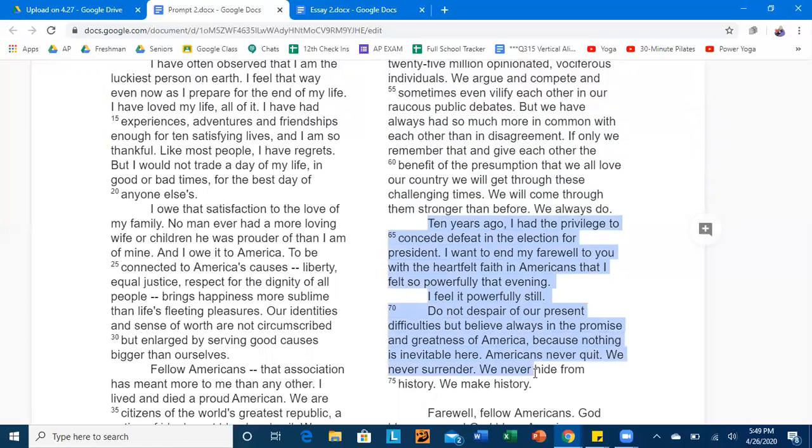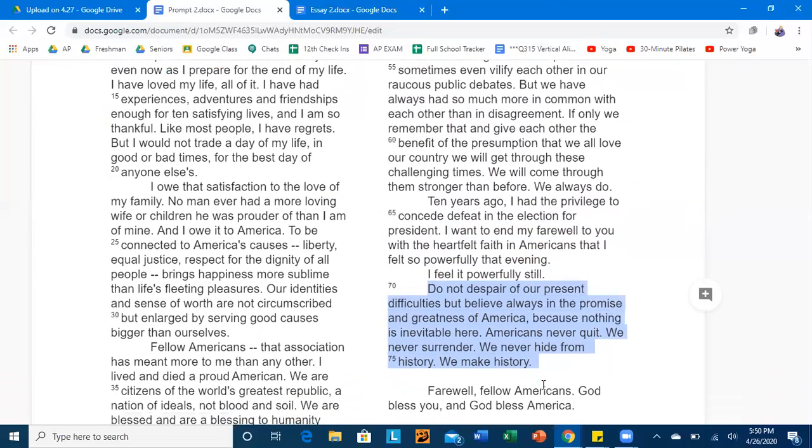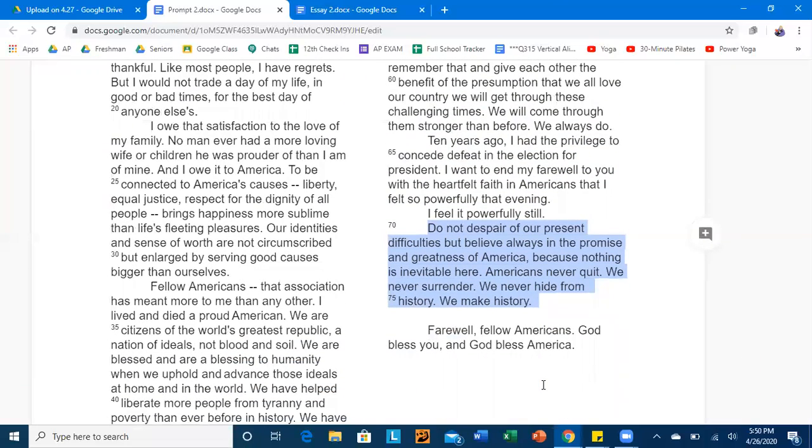10 years ago, I had the privilege to concede defeat in the election for president. I want to end my farewell to you with the heartfelt faith in Americans that I felt so powerfully that evening. I feel it powerfully still. Do not despair for our present difficulties, but believe always in the promise and greatness of America, because nothing is inevitable here. Americans never quit. We never surrender. We never hide from history. We make history. Farewell, fellow Americans. God bless you, and God bless America.